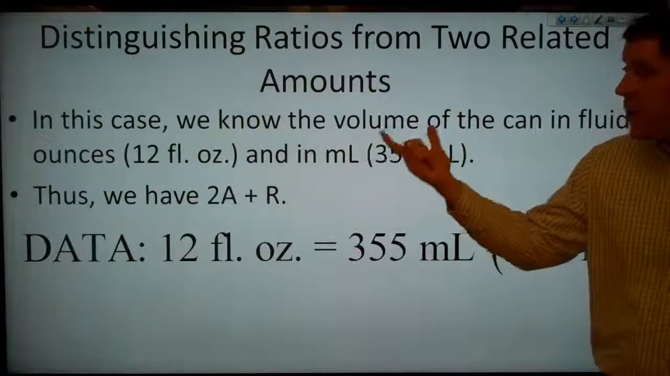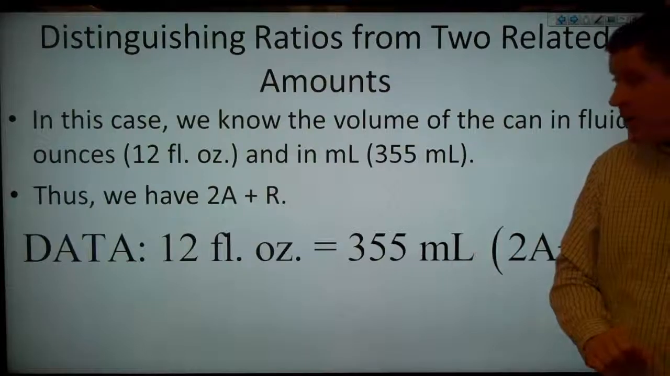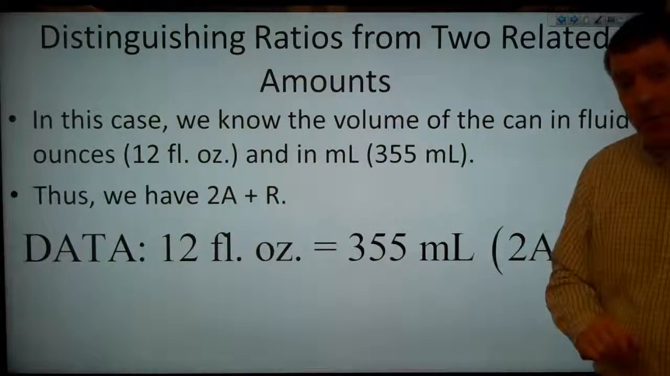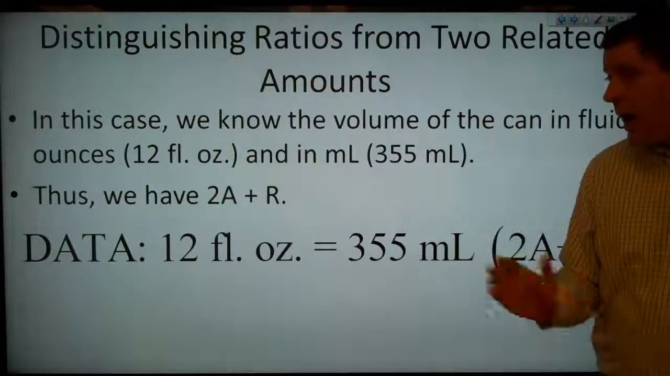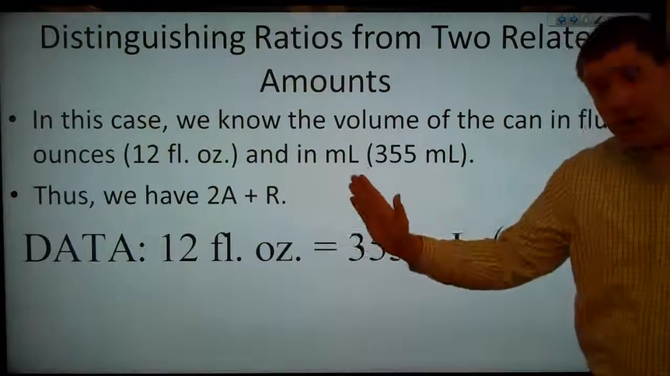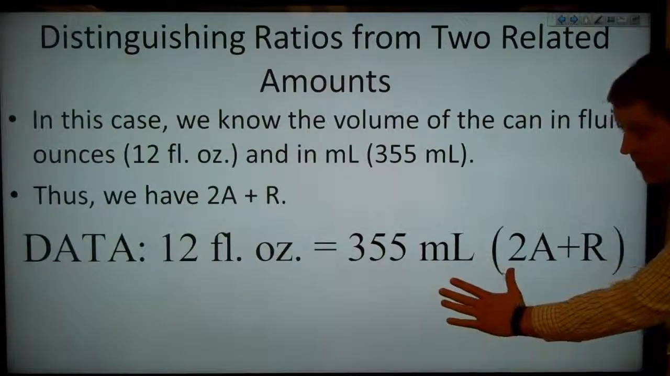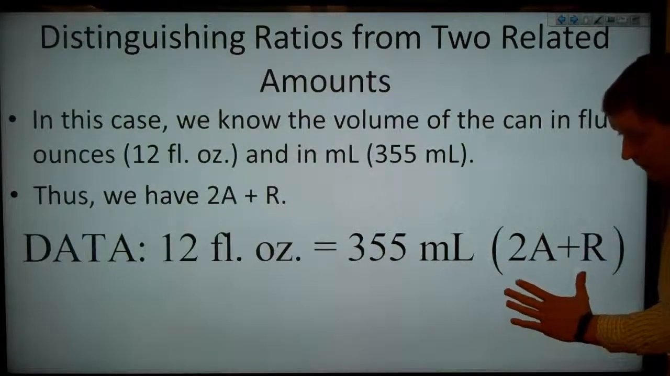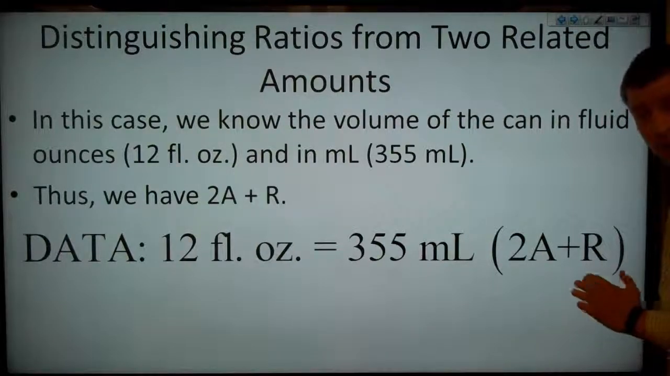Well, in this case, we know the volume of the can in fluid ounces, 12 fluid ounces. But we also know that volume of the can in milliliters, 355 milliliters. And thus, we have 2 amounts and a ratio. So we need to write that 12 fluid ounces equals 355 milliliters, and then in parentheses, 2A plus R for 2 amounts plus the ratio.